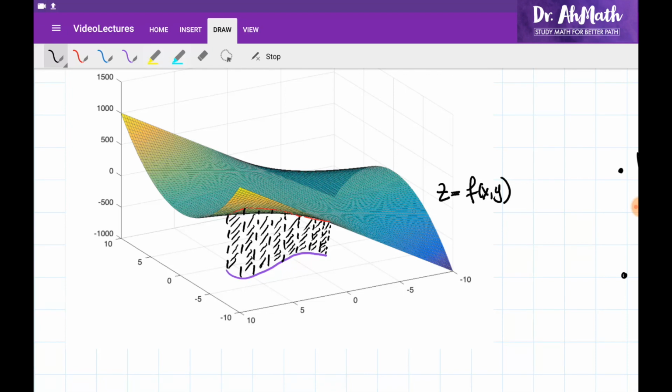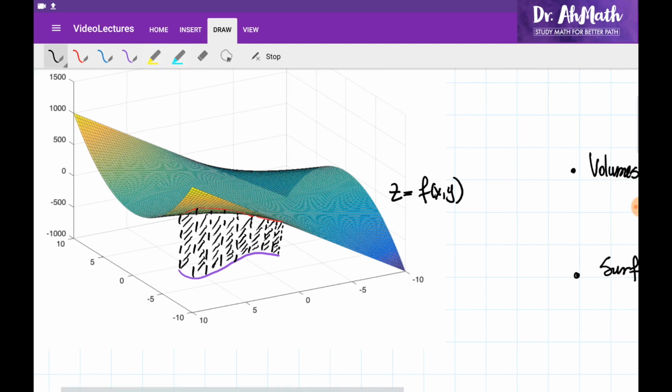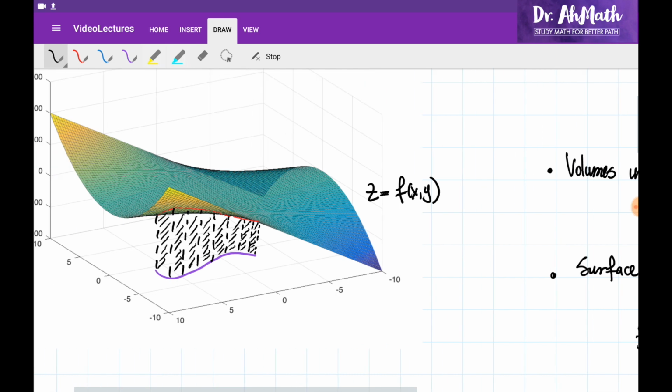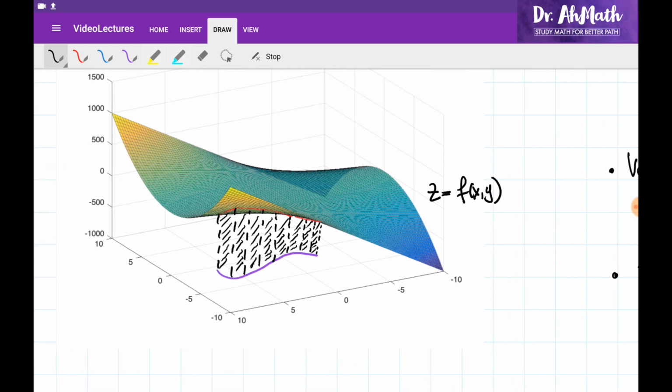Let's say we're given some surface using multivariable functions. Before we discuss how we can find the volumes under surfaces using double integration, or how we can find the area of surfaces using double integration as well, in this video we would like to discuss how we can find the area under the surface along some curve. So let's say we're given some curve C, and I would like to make a wall or fence up to the surface, and I would like to find its area.